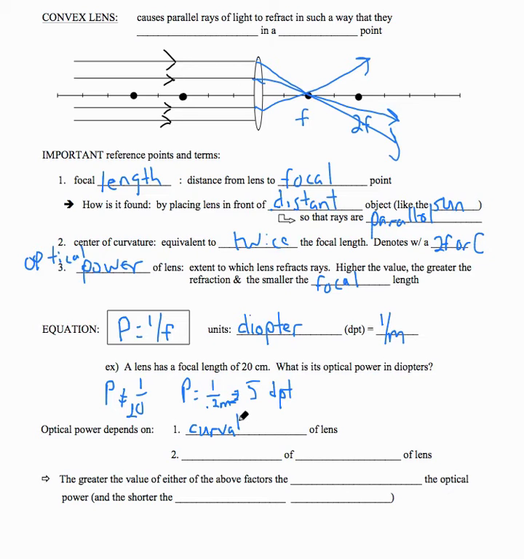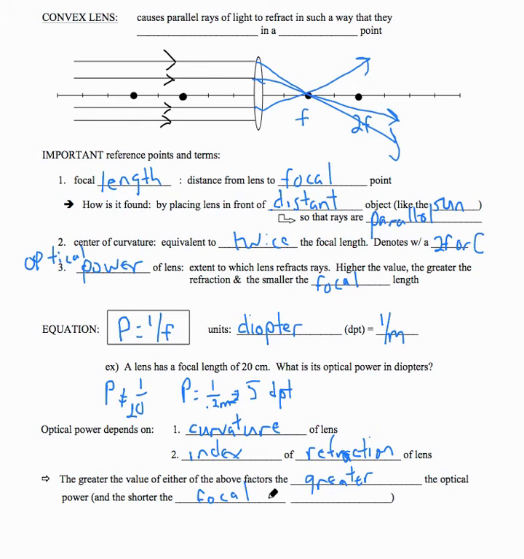Okay, and also a very important aspect is the index of refraction of the lens, which is really what the lens is made up of. Glass, plastic, water lenses, air lenses, we'll see, can bend light more or less depending. And the greater the value of either of the above factors, the greater the optical power and the shorter the focal length.